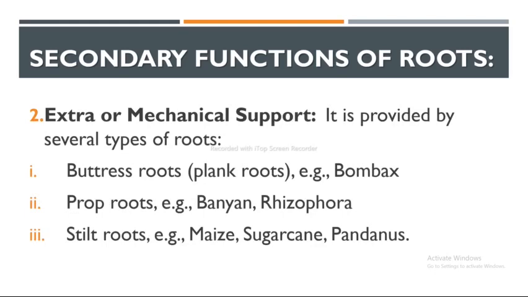So the secondary function of the root is extra or mechanical support. So it is provided by several types of roots. First is the buttress roots, which are also known as the plank roots, for example bombax. Second are the prop roots, for example banyan and rhizophora. So the third is the stilt roots, for example maize and sugarcane and pandanus.